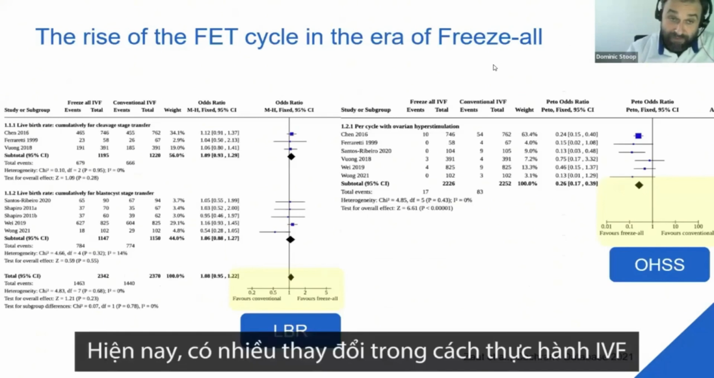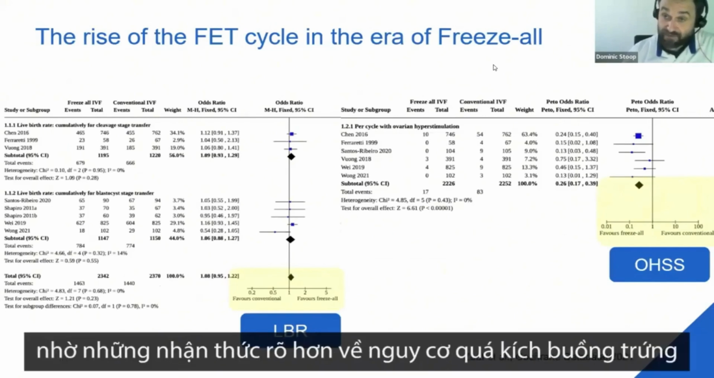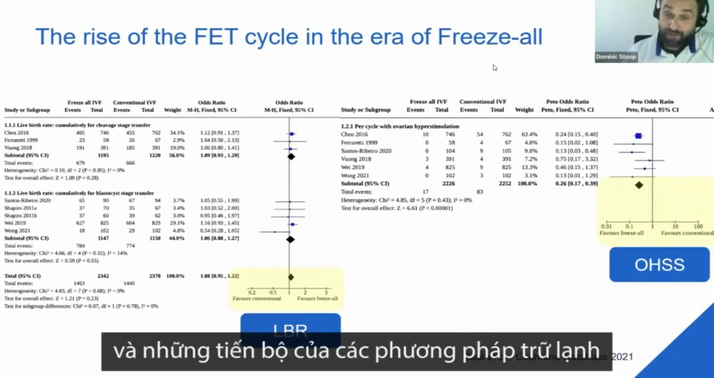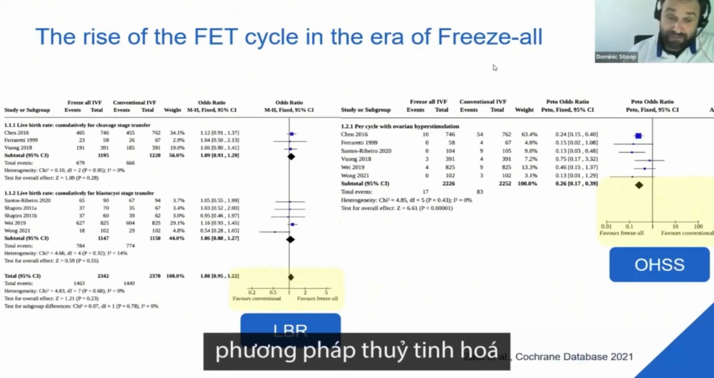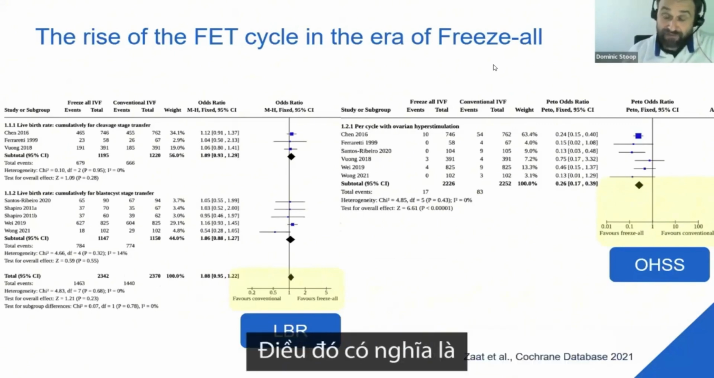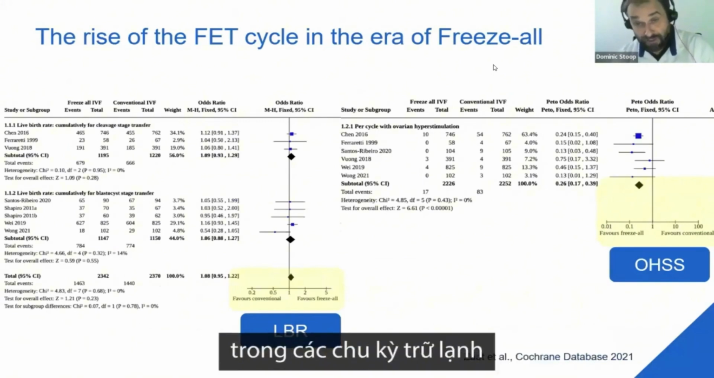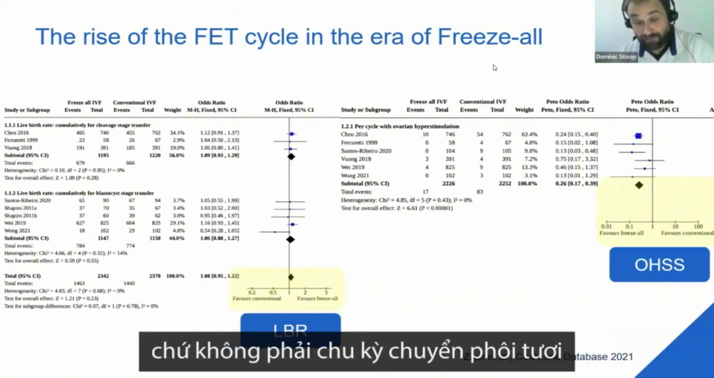Now, we have been going through changes over time in the way we do IVF, and one of the key changes, thanks to more awareness of the risks of ovarian hyperstimulation and better cryopreservation methods thanks to vitrification, is the sharp increase of freeze-all cycles. This means that more and more of our embryos are being transferred in cryocycles and no longer in fresh cycles.